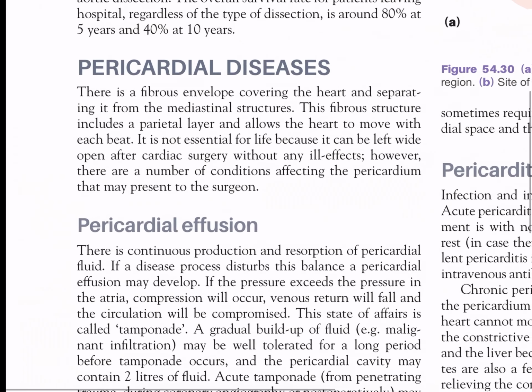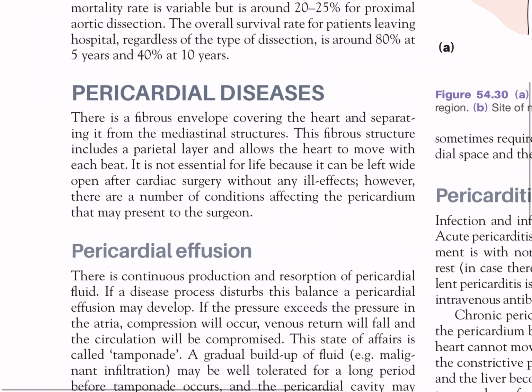Pericardial diseases: there is a fibrous envelope covering the heart and separating it from the mediastinal structures. This fibrous structure includes a parietal layer and allows the heart to move with each beat. It is not essential for life because it can be left wide open after cardiac surgery without any ill effects. However, there are a number of conditions affecting the pericardium that may present to a surgeon.